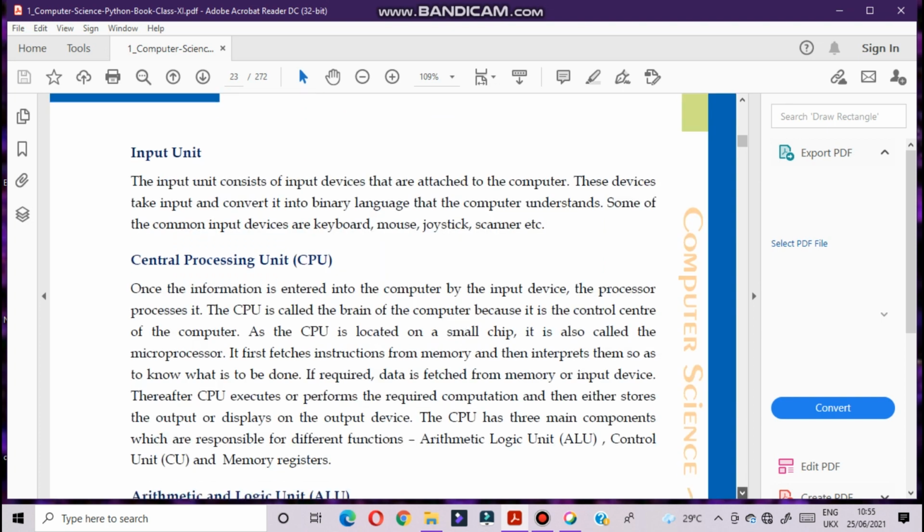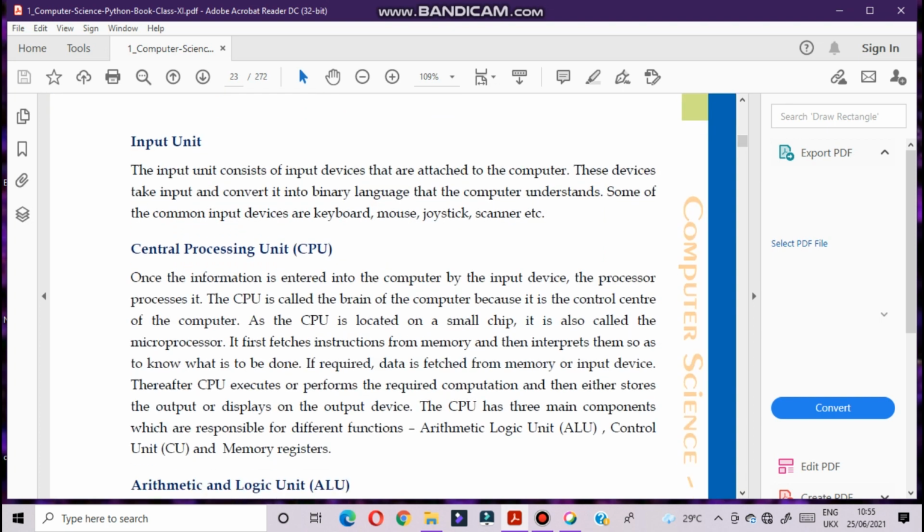Now here I will discuss one by one unit. Input unit. The input unit consists of input devices. Input devices I have already discussed, like keyboard, mouse, scanner, joystick, that are attached to the computer. These devices take input and convert it into binary language.